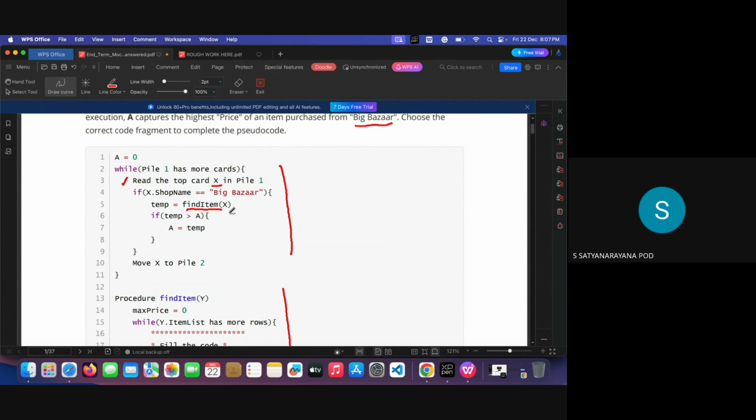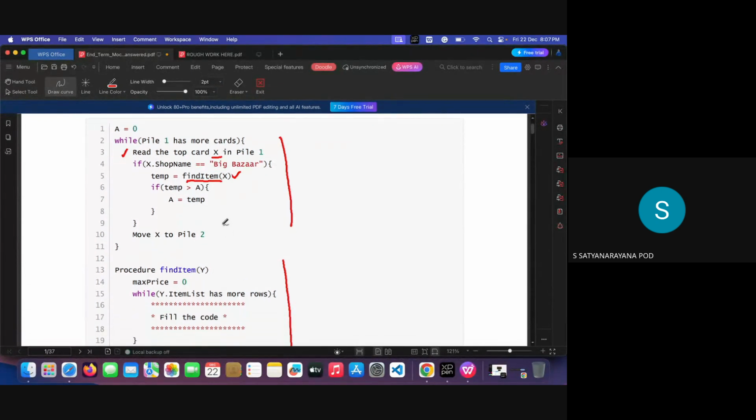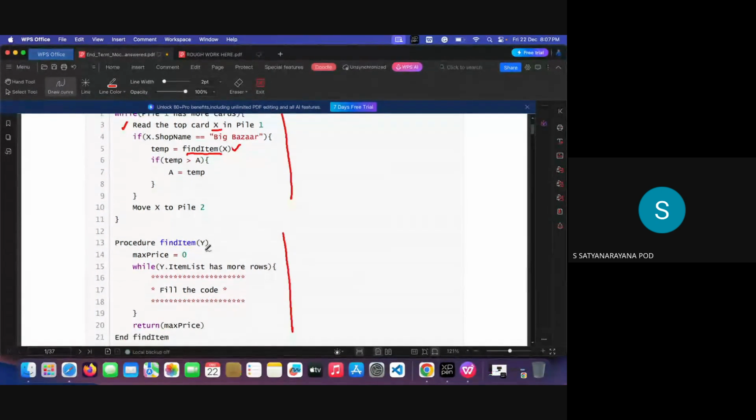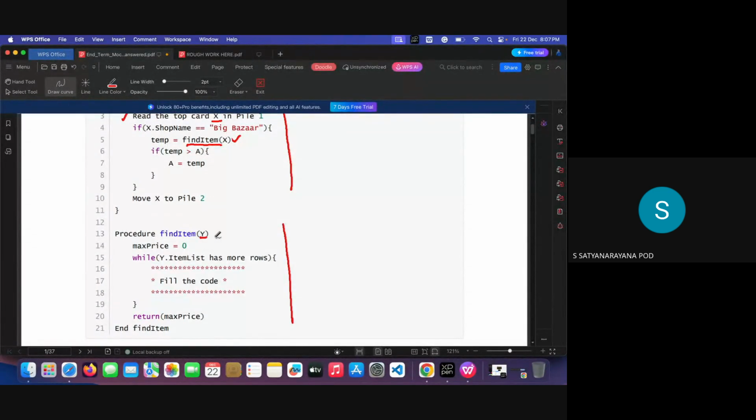The bill contains various elements: shop name, customer name, sequence number, item name, item category. All these things are there. The complete bill has been sent as a parameter. So we don't look at the sixth line onwards. First, we look at what is happening here. Once you go to find item, a copy of X goes to Y, whatever bill has been taken. The bill is definitely a Big Bazaar one. So now they want to find the max price.